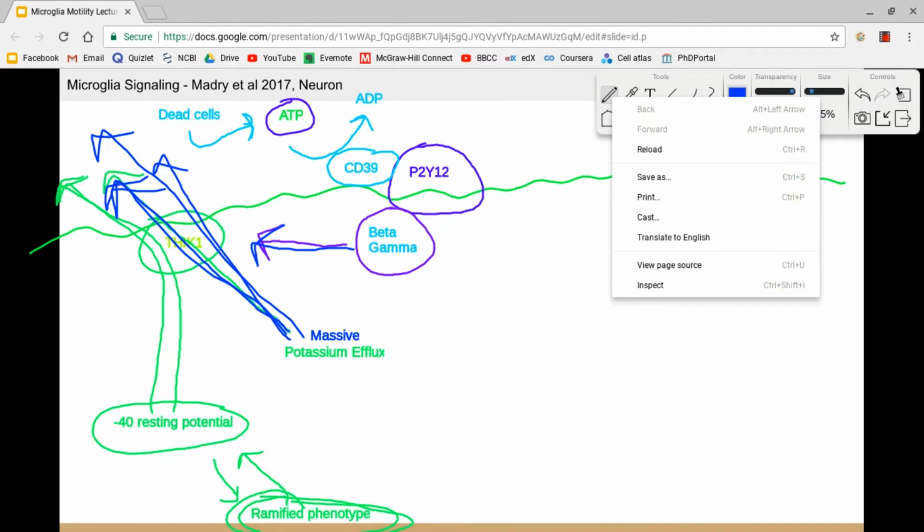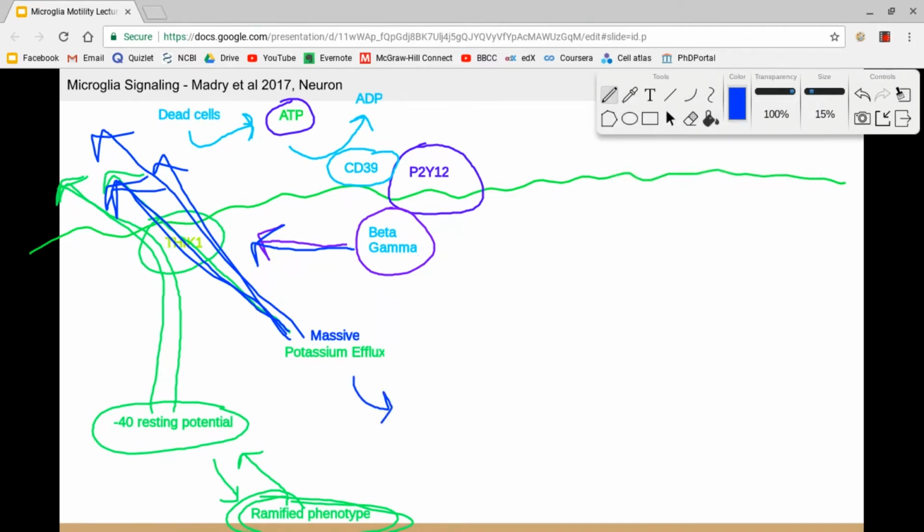And this leads to a roughly -70 resting potential. And this is the resting potential that we see in activated microglia. This is what's called the hyperpolarized phenotype. So we get hyperpolarization. We also get decreased cyclic AMP. We also see calcium flux. We see all these events happening.